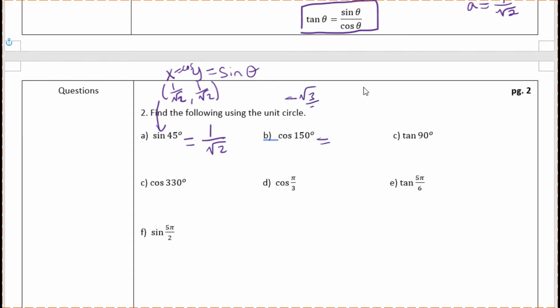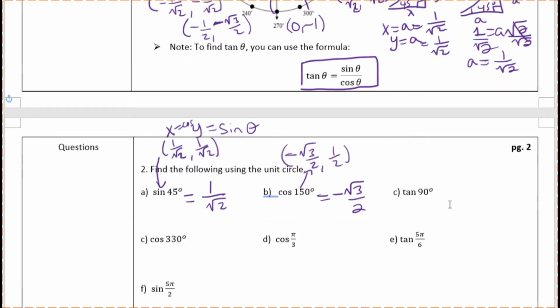I'll just write it out here so you know what I'm referring to. You're looking at the x value, so that means the cosine is negative square root of 3 over 2. Alright, it's easy once you have the unit circle ready for you.